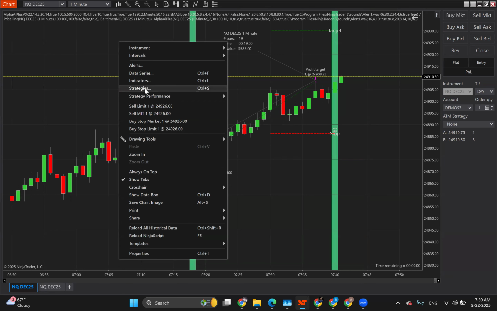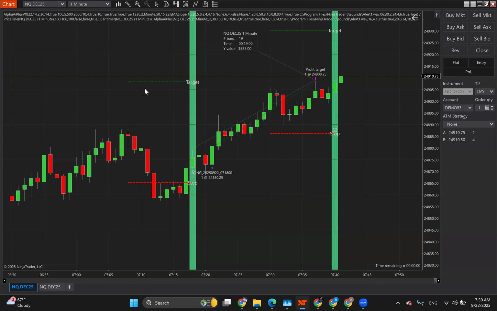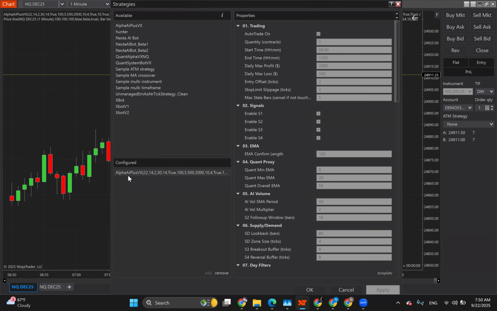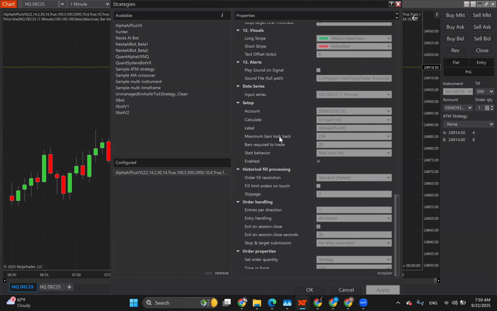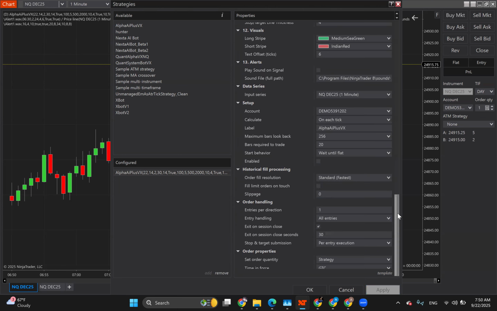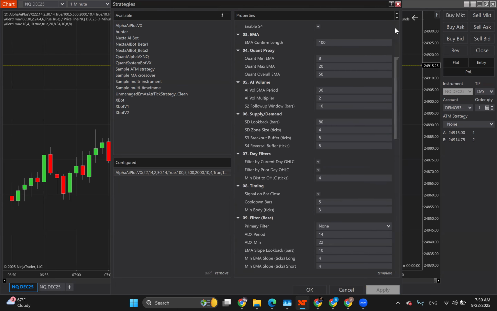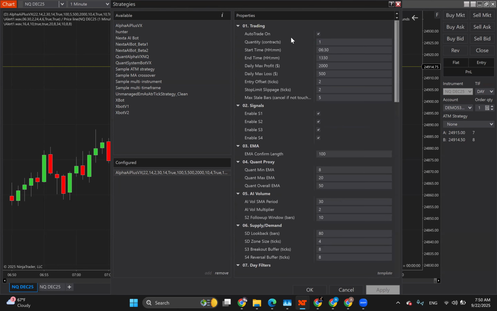So if you go now to the strategies, I'm going to show you all the settings in the AI. This is called Alpha AI plus VX. I'm going to disable it for a minute to show you the settings in this system. The first one is the option of auto trading. If you turn it on, the system will take trades for you. Turn it off, it will be just signals.